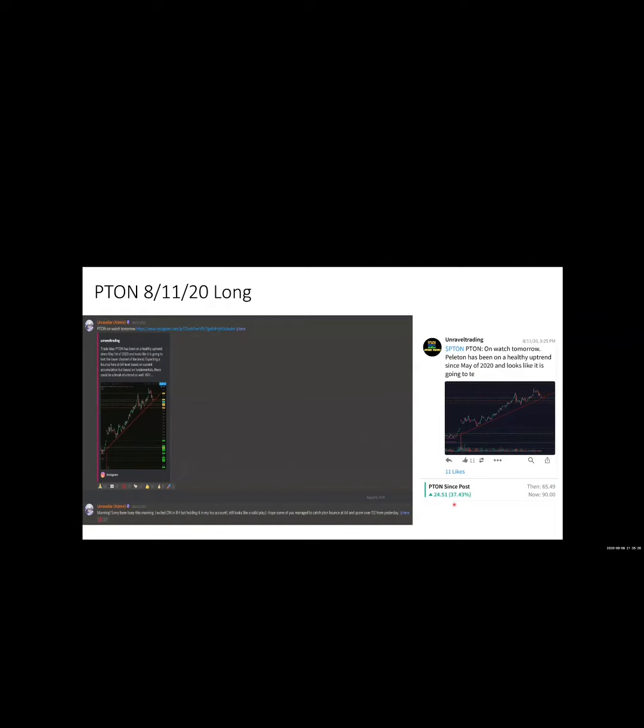Once we had that bounce, Peloton rallied 37% in a span of 2 weeks. This is a long-term trend line. Peloton bounced and made a rally of 37.43%.